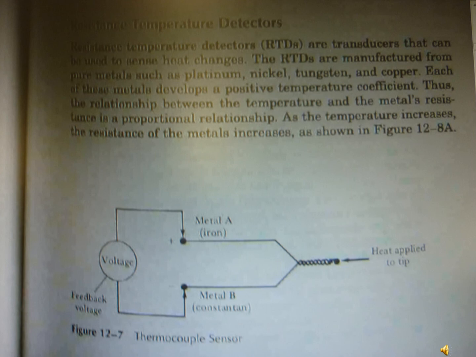So in this case, you see that the temperature controller applies here, so that the metal A and metal B produce a voltage, and that voltage will be provided as a feedback voltage. So that way the thermocouple sensor is being utilized as a temperature detector.